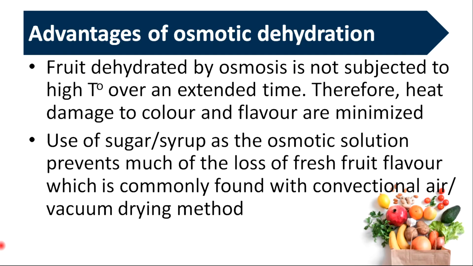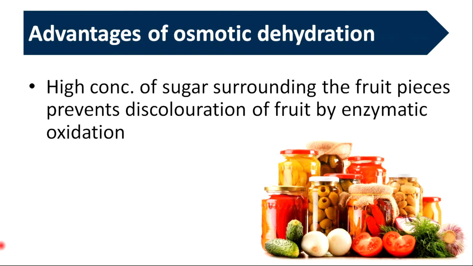There are advantages of osmotic dehydration. Fruit dehydrated by osmosis is not subjected to high temperature or an extended time. Therefore, heat damage to color and flavor is minimized. Use of sugar as the osmotic solution prevents much of the loss of fresh fruit flavor, which is commonly found with conventional air drying or vacuum drying methods. Also, a high concentration of sugar surrounding the fruit pieces prevents discoloration of fruits by enzymatic oxidation.